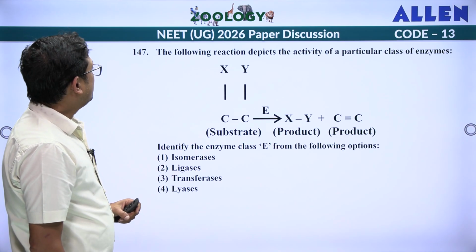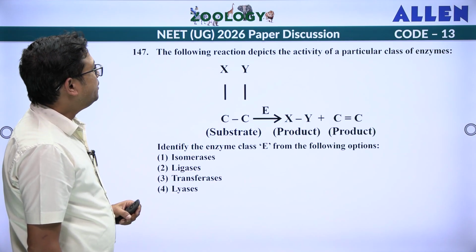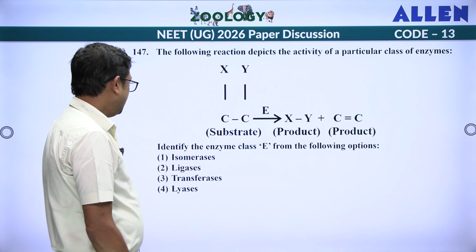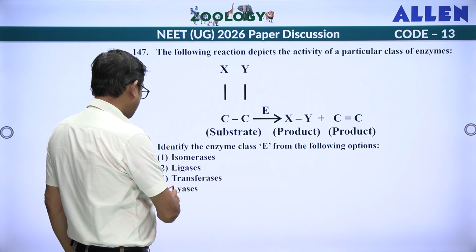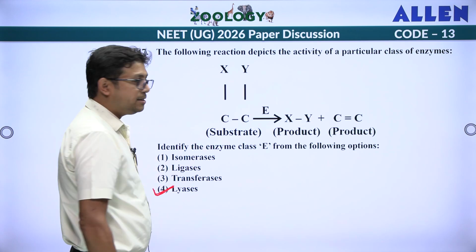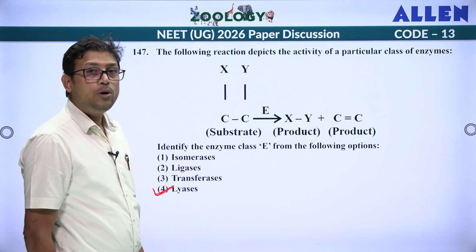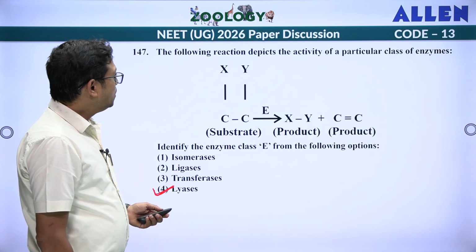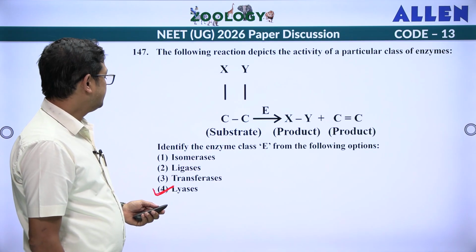Next. The following reaction depicts the activity of a particular class of enzyme. This is directly an NCERT diagram. This is what? Lyases. Lyases are the enzymes which break a biological compound without adding water. Okay. So it is lyase.